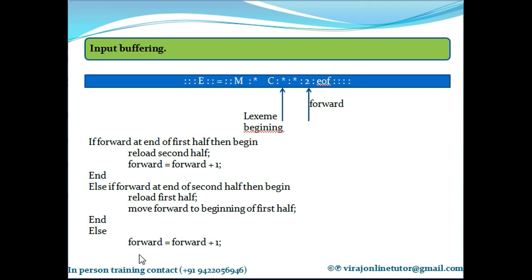Is that clear? So if the forward pointer is pointing to the end of the first half, we reload the second half of the buffer and we make the forward pointer point to the first character of the second half of the buffer. If the forward pointer is pointing to the end of the second half of the buffer, we load the first half of the buffer with new data and we make the forward pointer point to the first character of the first half of the buffer. Else, if the forward pointer is lying somewhere in between the buffer, just increment the forward pointer. Simple. This way keep on processing the input characters till all lexemes are converted into respective tokens. Clear?